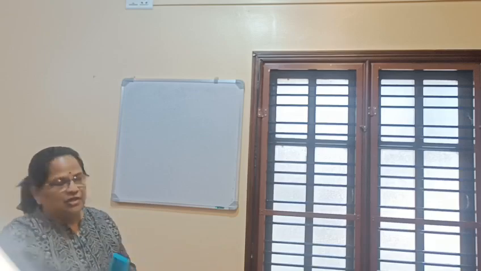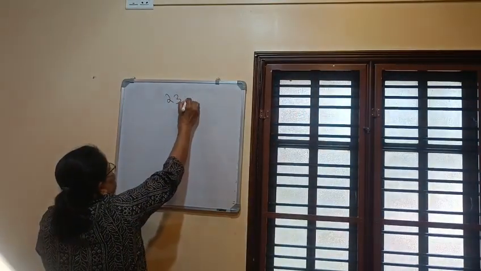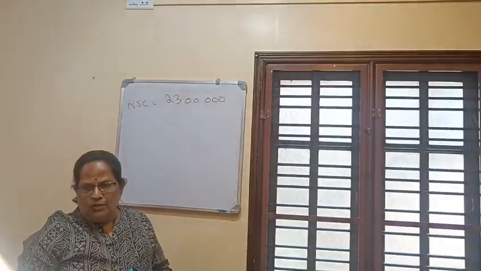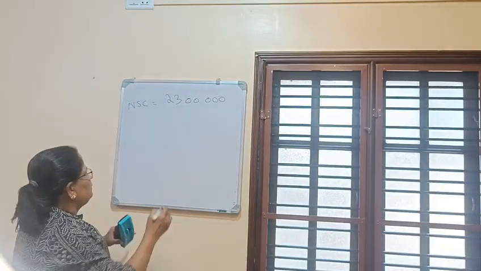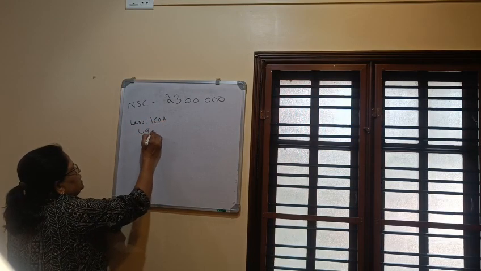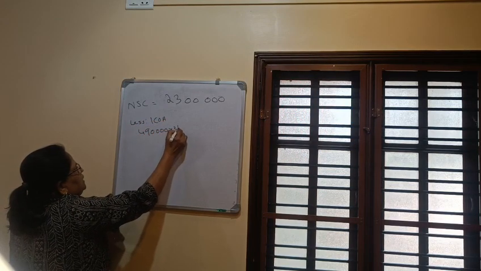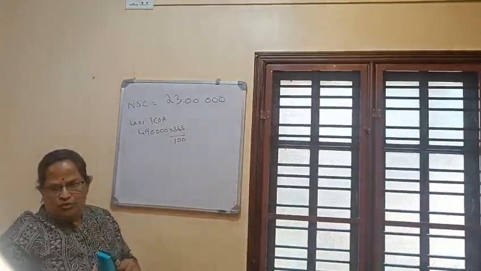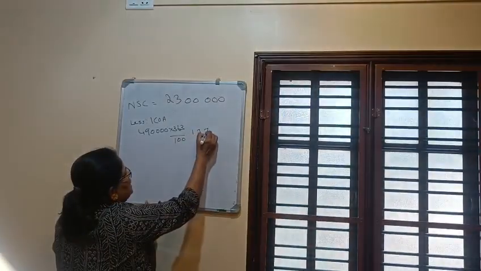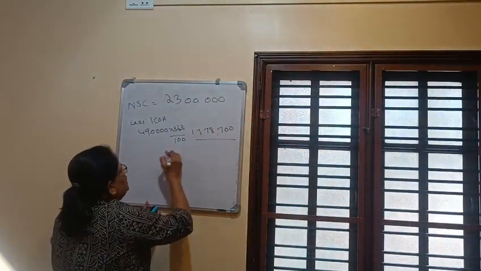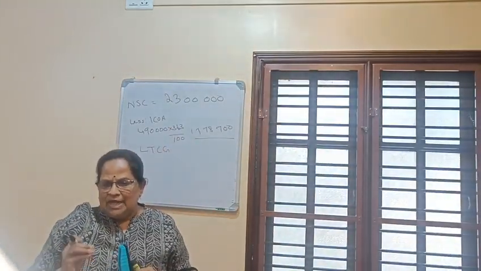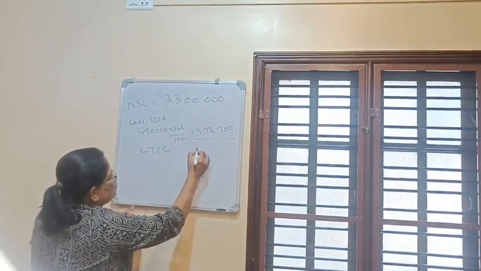So net sale consideration is 23 lakhs. There is no expenses on transfer. So this is the net sale consideration. Now less index cost of acquisition, 4,90,000 into 363 divided by 100. There is no cost of improvement. So that value is 17,78,700. So long term capital gain, no improvement is made to the house. So the LTCG is 5,21,300.